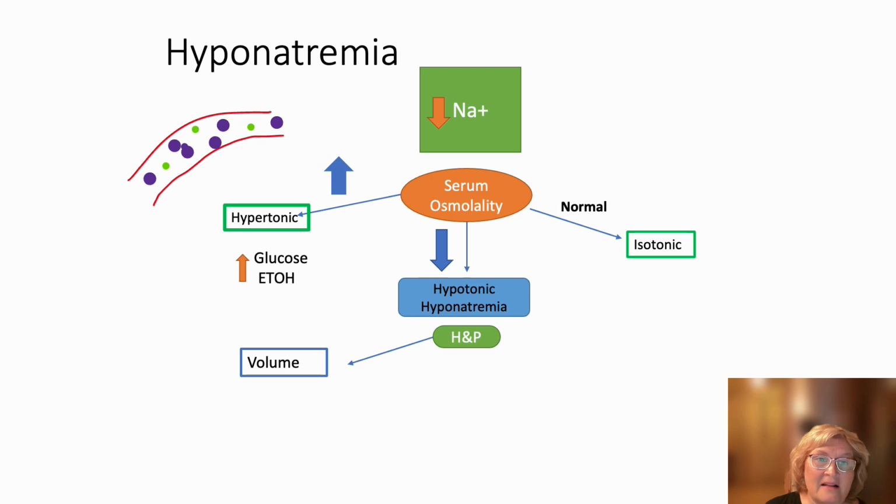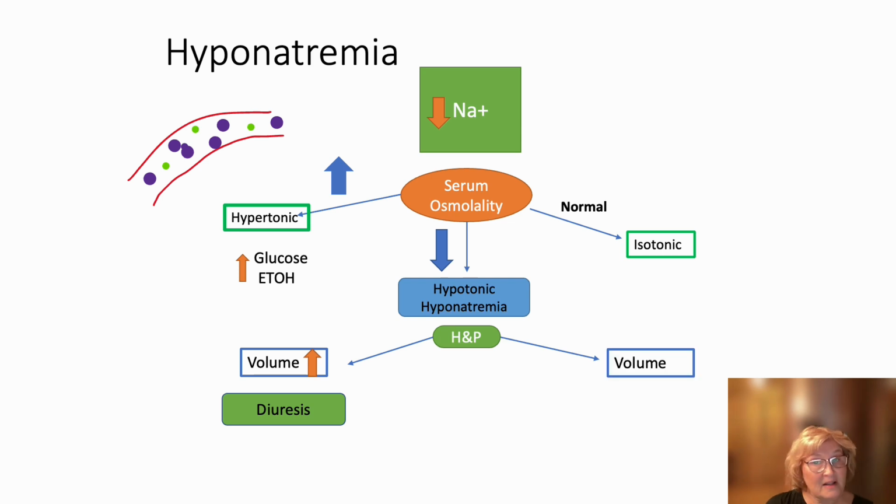First thing we want to look at is volume. If the volume is up, that means we got a lot of volume, but just a little bit of solute, then what do we need to do? We need to diurese. What if our volume is down? And that's a common cause of hyponatremia. If our volume is down, then boom, we're going to give IV fluids. And this is the most common. But there's some other things too.